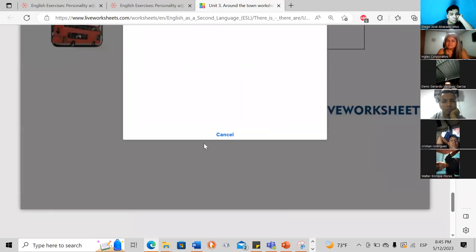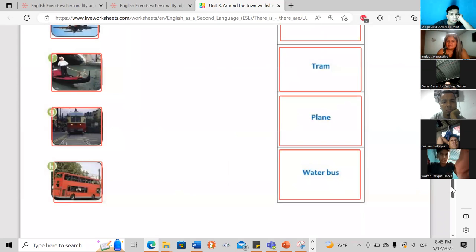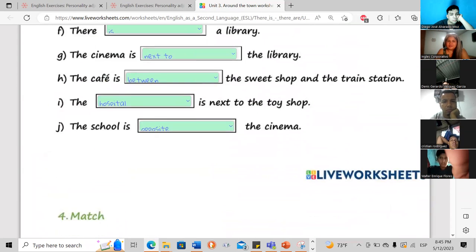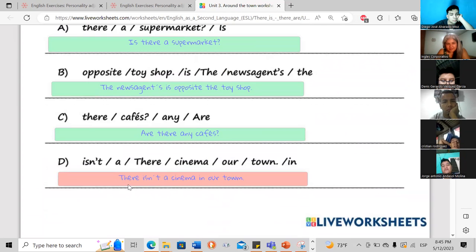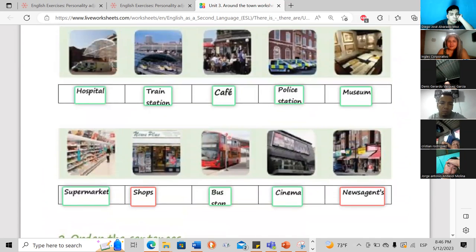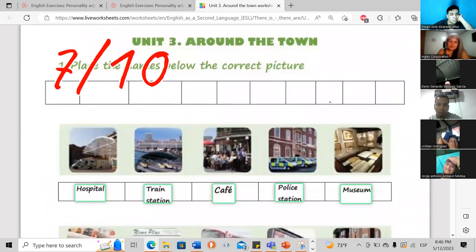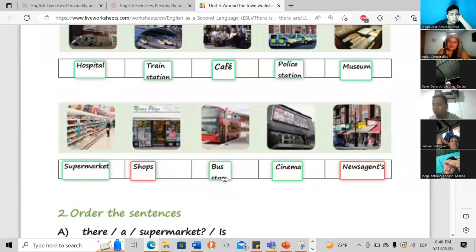Okay, vamos a ver. Yes, all of them are good. Estas, todas también. Oh, there is a cinema in our town. There isn't a cinema in our town. Ah, le puse una M, es N. Here, por eso me la dio mala. And here, obviamente nos faltaron las últimas, por eso no sale 7. Y aquí era opuesto. Aquí era shop y aquí era las news agents. Okay.